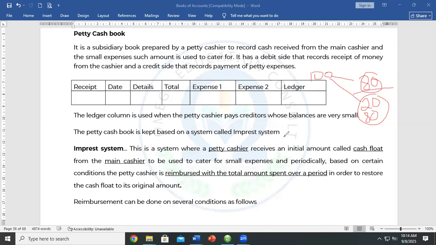And some of the staff may be abusing that system, squandering money or causing fraud to the business. So the imprest system is actually to check some of these things. We give you a fixed amount. When you spend, we only give you how much you have spent, so that the fixed amount is always what you are using to pay for the small expenses.